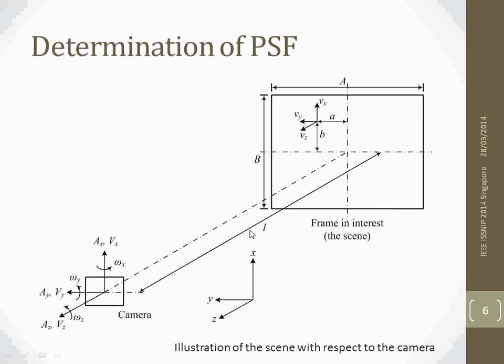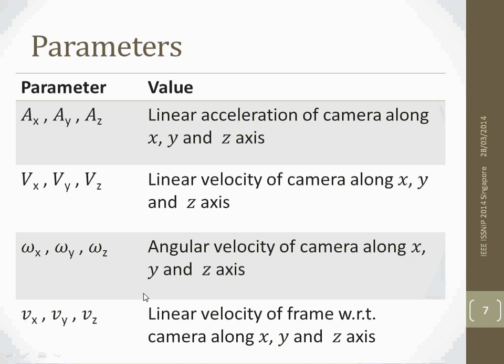Normally, a camera is moving and the scene is steady, but in our work, we use the opposite of that. And these are the parameters we use to determine the point spread function. Ax, Ay, Az are the linear acceleration components of the camera along the X, Y and Z axes. Vx, Vy and Vz are the linear velocity of the camera along the X, Y and Z axes. Omega x, y, z are the angular velocity components of the camera along the X, Y and Z axes. V'x, y, z are the linear velocity components of the frame with respect to the camera along the X, Y and Z axes.